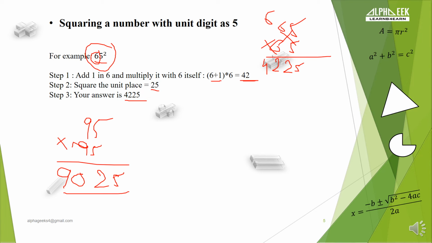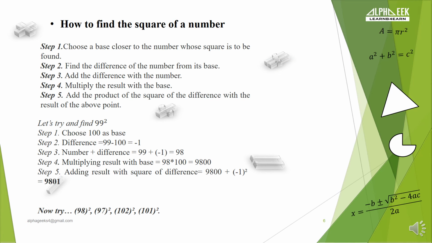Are we clear with this? I assume yes. It's a very easy method, and there are a lot of applications of these things, because 5 is a very common occurrence in many of the exams, and you need to find the squares of these numbers. Then this will be helping you a lot in those terms. Moving forward, now how to find the square of the number.